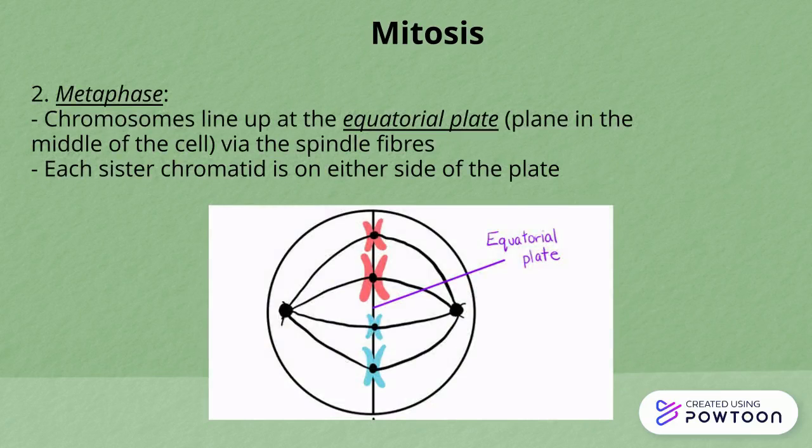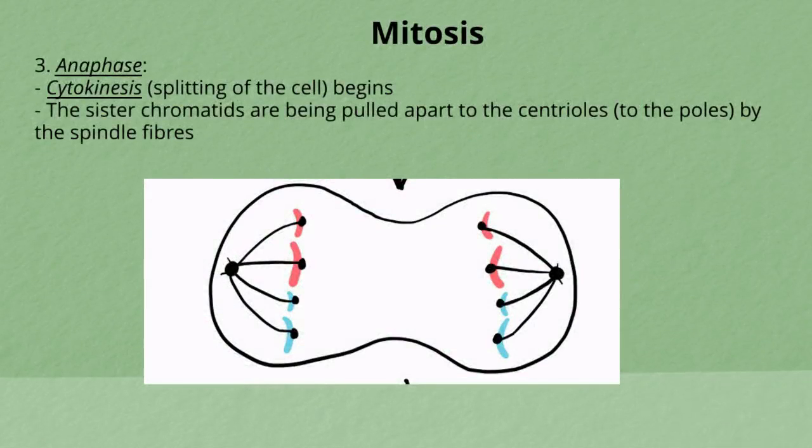This is where the chromosomes align on the equatorial plate, a plane in the middle of the cell, via the assistance of the spindle fibers. They line up in a way where each sister chromatid is on either side of the plate. Next is anaphase. Anaphase is where cytokinesis, the process by which the cell splits, begins. The sister chromatids are pulled apart by the spindle fibers to the centrioles.